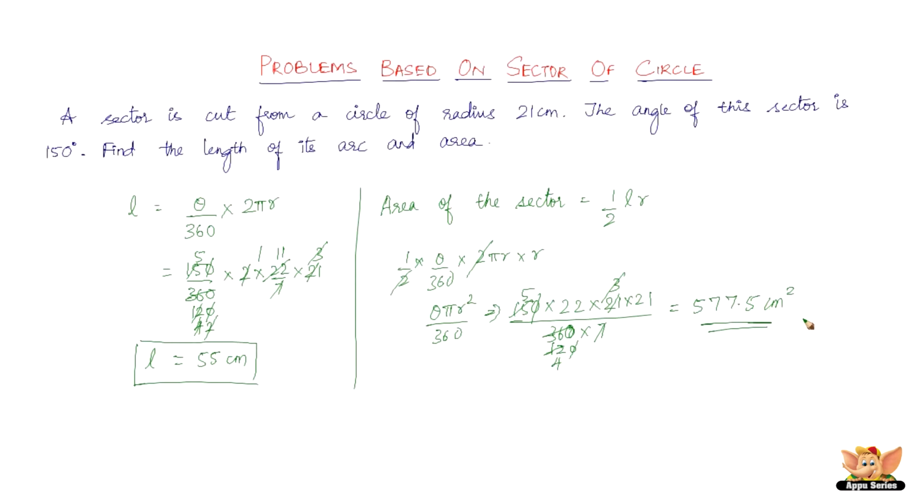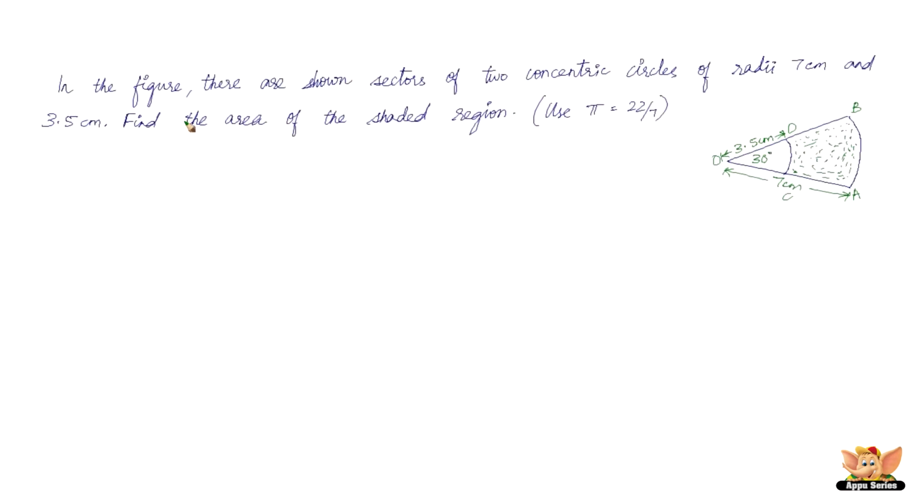Alright, let's quickly solve another problem before we conclude this video. Alright, here we have another question which reads like this. In the figure given here, there are shown sectors of two concentric circles. Well, if you just make this a circle, you'll get two concentric circles, right? So the shaded portion is the width, it's the gap between the two circumferences of the circle.